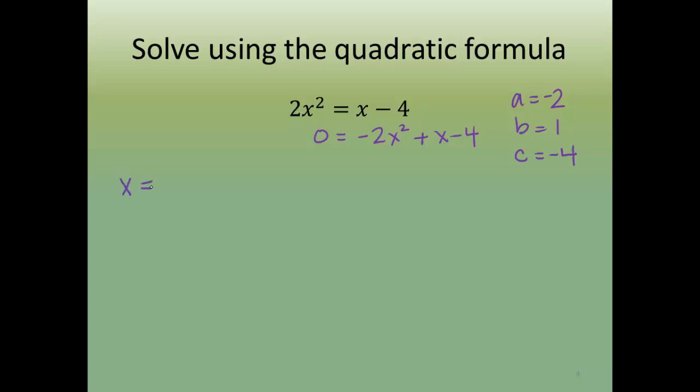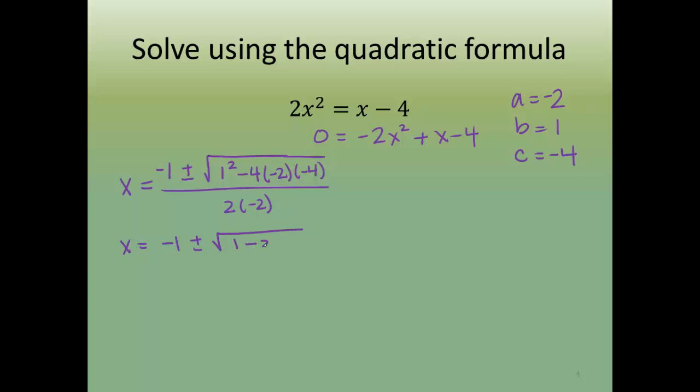Let's get started. x equals the opposite of b plus or minus the square root of b squared minus 4 times a times c, all over 2 times a. And we'll begin to simplify. x equals negative 1 plus or minus the square root of 1 minus 32. The 32 comes from negative 4 times negative 2 times negative 4, and I get negative 32, or minus 32, all over negative 4.